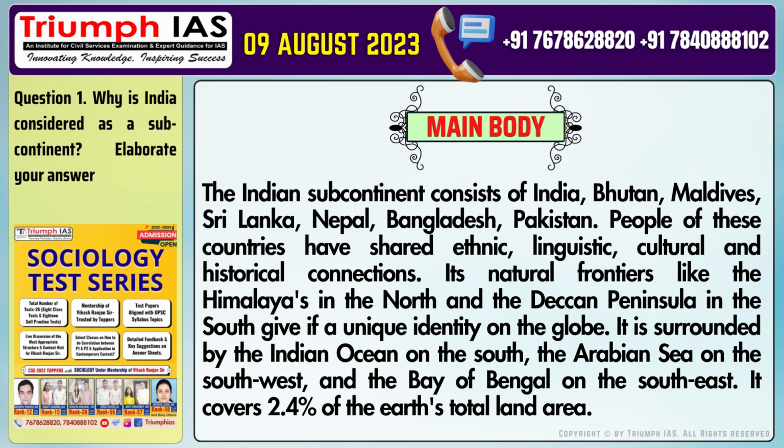People of these countries have shared ethnic, linguistic, cultural, and historical connections. Its natural frontiers like the Himalayas in the north and the Deccan Peninsula in the south give it a unique identity on the globe. It is surrounded by the Indian Ocean on the south, the Arabian Sea on the southwest, and the Bay of Bengal on the southeast. It covers 2.4% of the Earth's total land area.